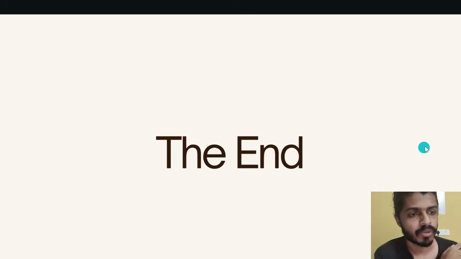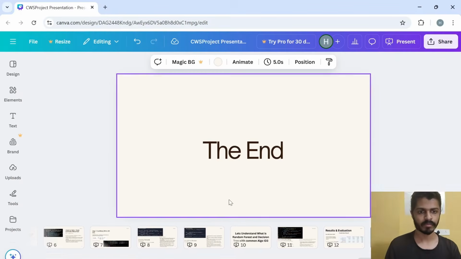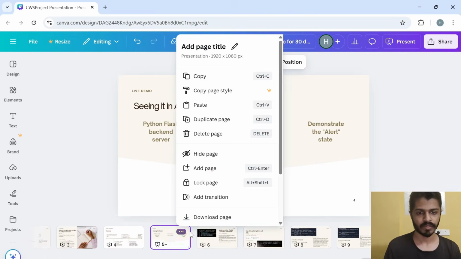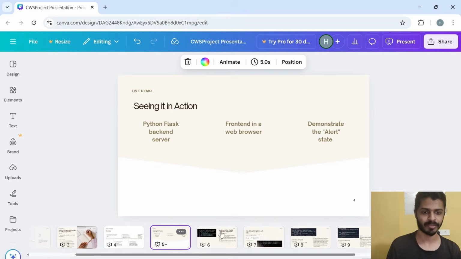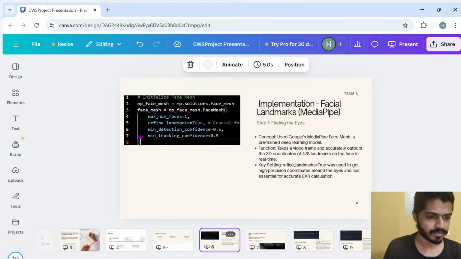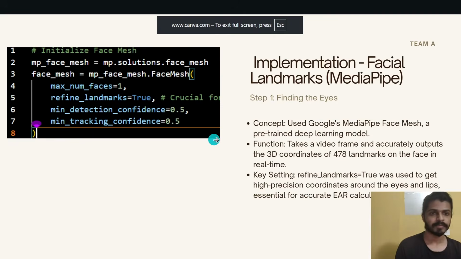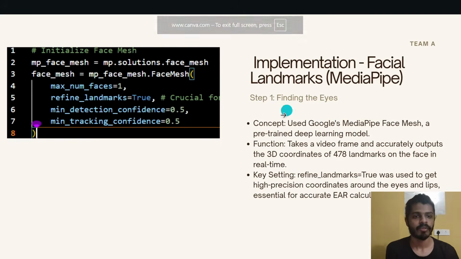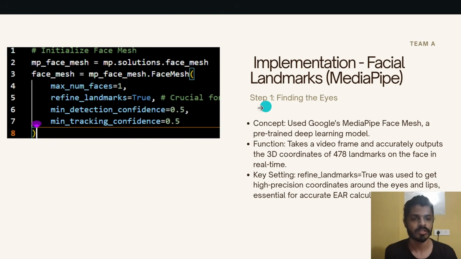Next, let's move on to the, not the end, let's move on to implementation. So how did we implement it? Step one, finding the eyes. When we first get the footage, the first task is to locate our eyes. How we did that is with MediaPipe.